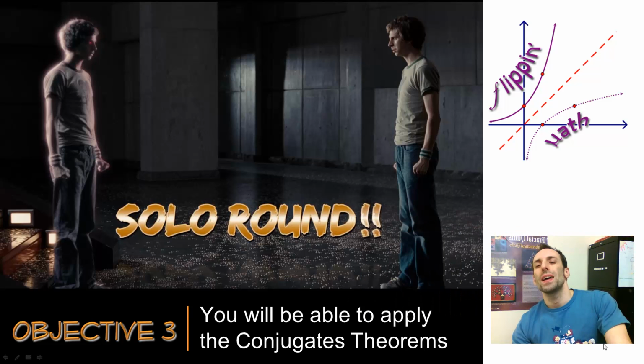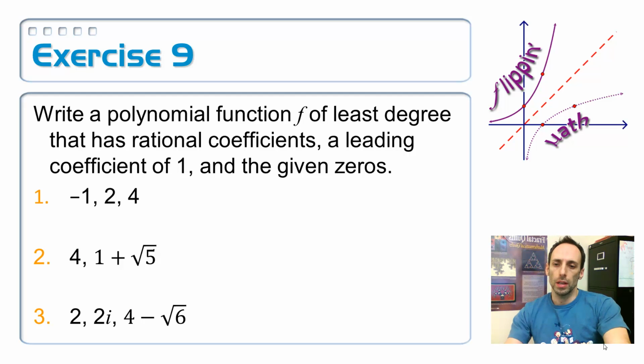Alright, so how about some exercises for those conjugate theorems? These exercises we're working backwards. We already have the zeros, working backwards to try to get that polynomial function. So I gave you 3 practice problems. First one, very simple. Second one, still pretty simple. Third one, it's still simple. These are simple. I hope you think so too.